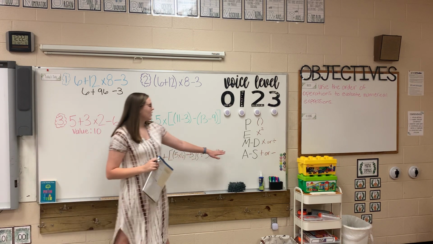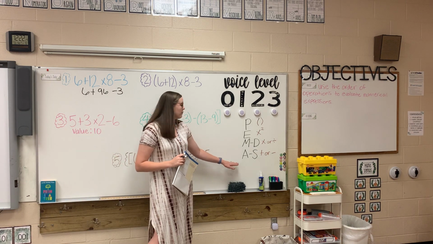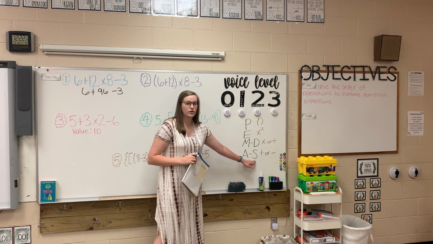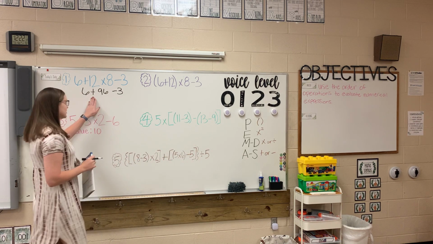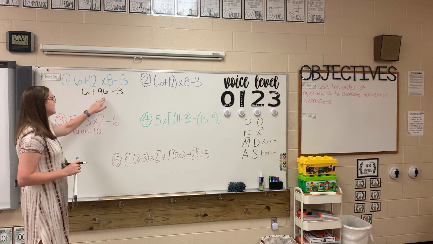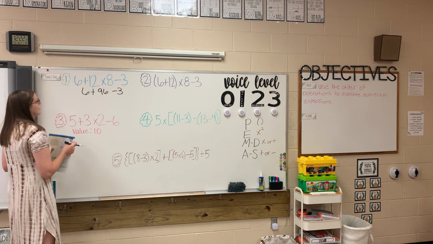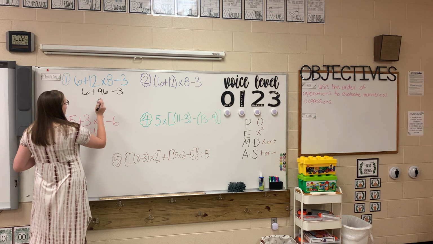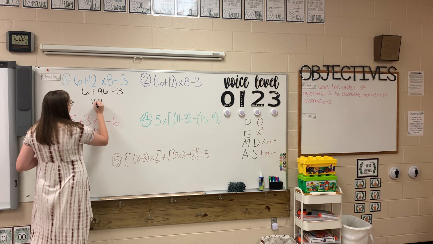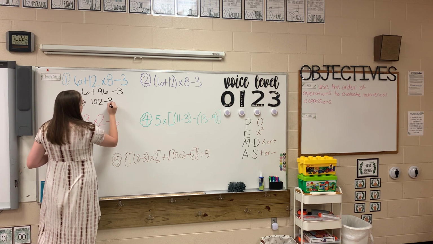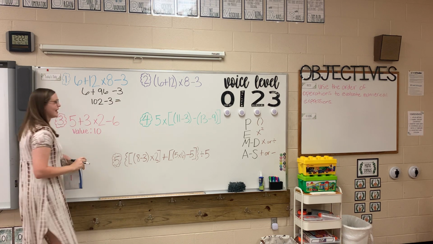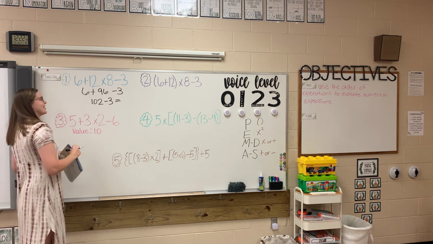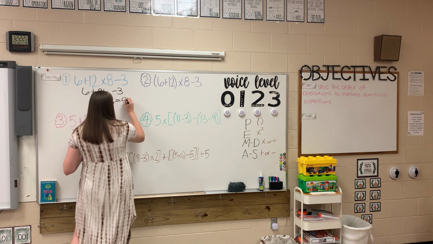So we're down to our addition or subtraction. And we just do those in whatever order they come in. So addition's first in this case. So we have 6 plus 96. 6 plus 6 is 12. And 9 plus 1 would be 10. So 102 minus 3. What are we going to get? Yes, 99.